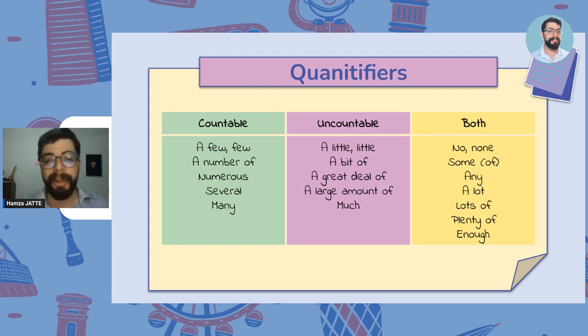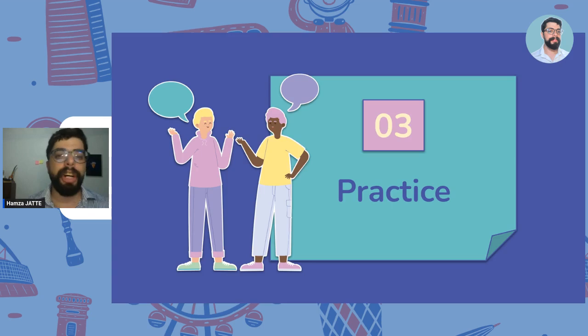For uncountable, we have a little. I have drunk a little coffee this morning. A bit of. Can you give me a bit of sugar, for example? A great deal of. Oceans have a great deal of water. And finally, those that we can use with both. So I'm going to go directly to the practice.